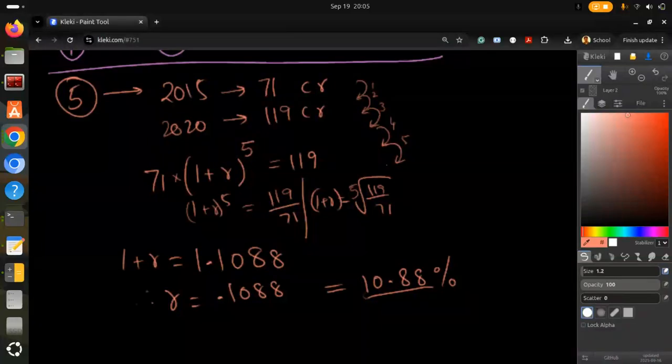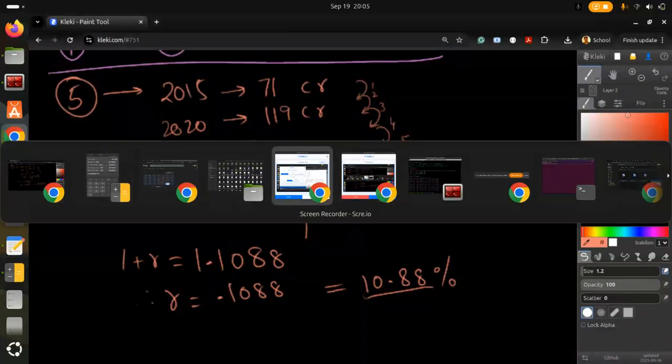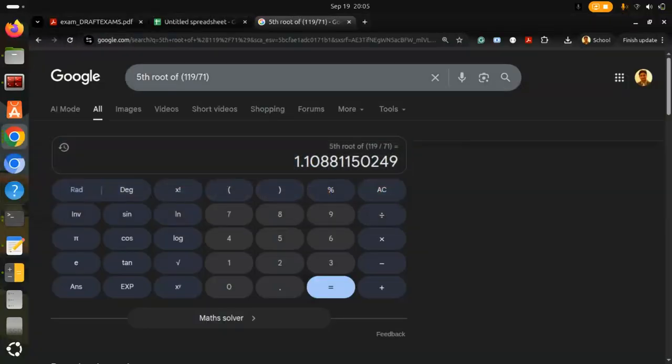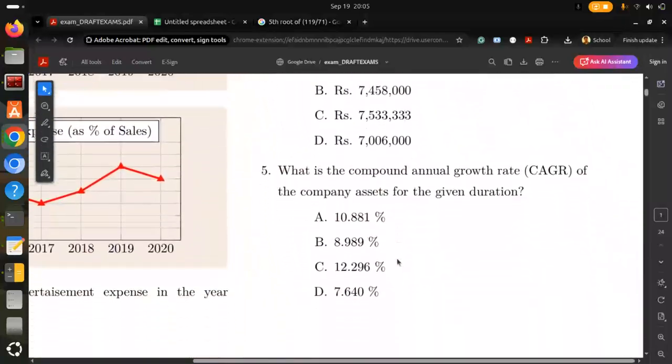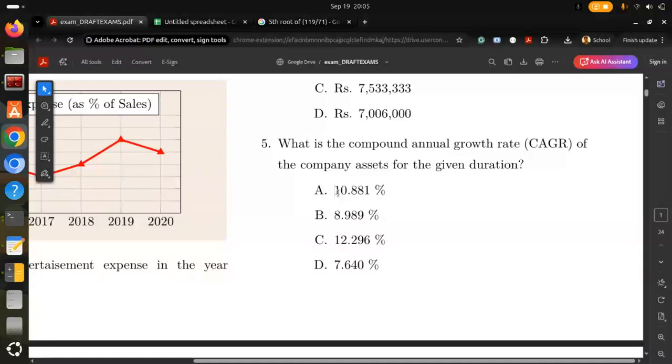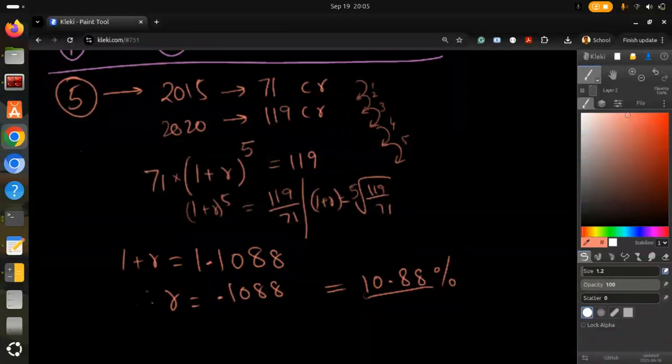So let's see whether it matches with one of the options. Let's go to the fifth question. Yes, option A itself is the correct option. Let me mark that. So finally, what are my answers? The fifth one's answer is option A.